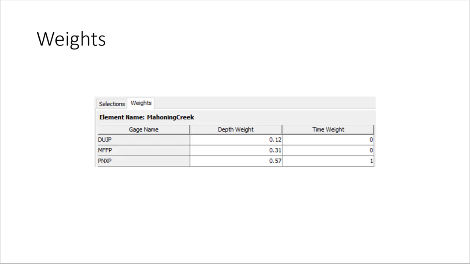After enabling some gauges, you'll be able to give them weights on a subbasin by subbasin basis. There are 2 types of weights, depth and time. Depth weights set what the total volume of rainfall will be for the simulation. Time weights set how the time pattern will be computed for the simulation. These values don't have to add up to 1, but HEC-HMS will normalize the values during the simulation so that they do.